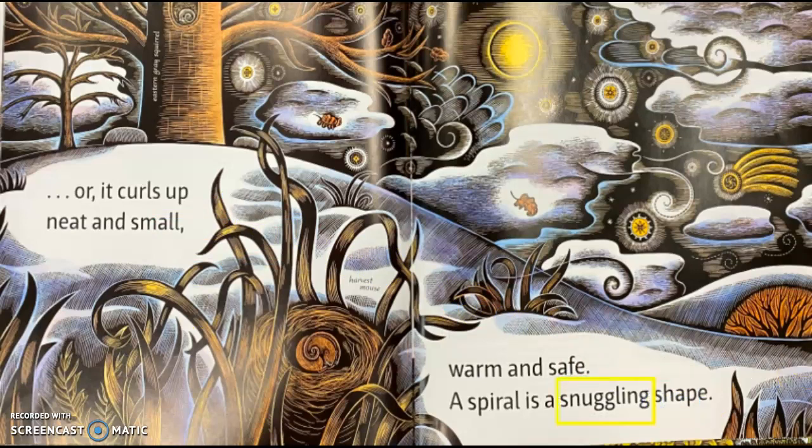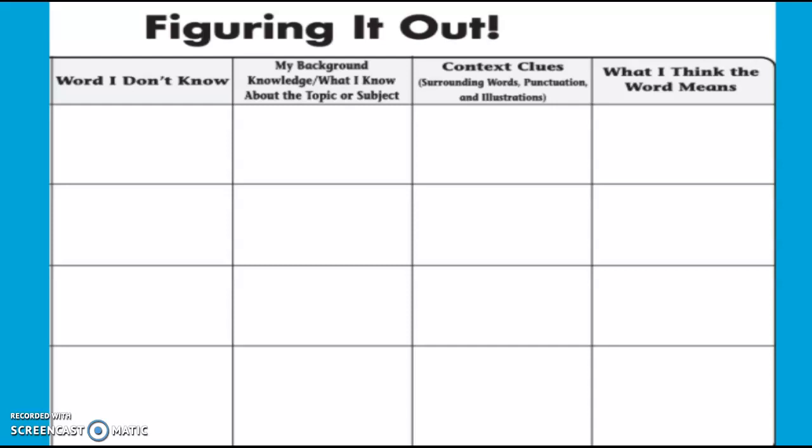Okay. So now we've finished reading her poem, so we're going to take a look at this chart. Our chart says Figuring It Out, and there are 4 columns. The first column is where we will write words that we don't know from the poem. The second column is where we will write our background knowledge, which is what we already know about the topic or subject. The third column is where we will use our context clues. And remember, context clues are words that surround the word that we don't know, and it also includes punctuation and illustrations. And then finally, we'll fill in the last column with what I think the word means.